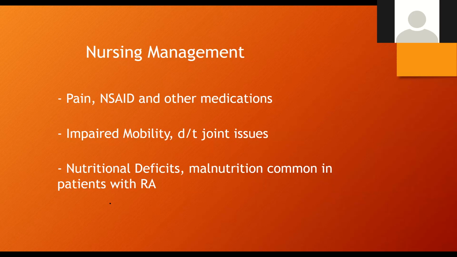Is RA a curable disease or is it incurable? It is not curable. It's just like cancer. It's chronic and it's progressive. We do not have a cure. At this point, we don't have a cure for it.